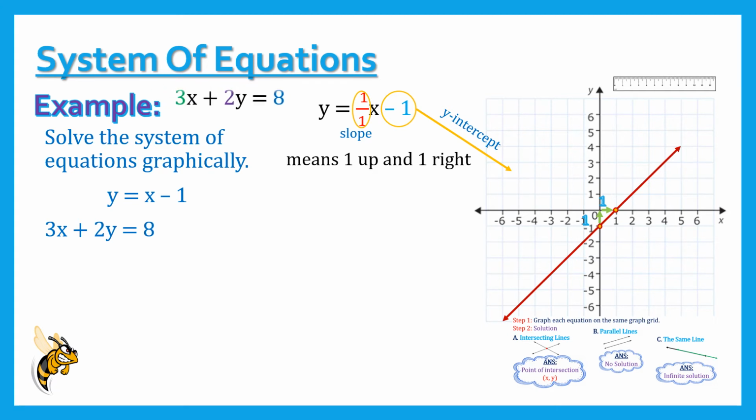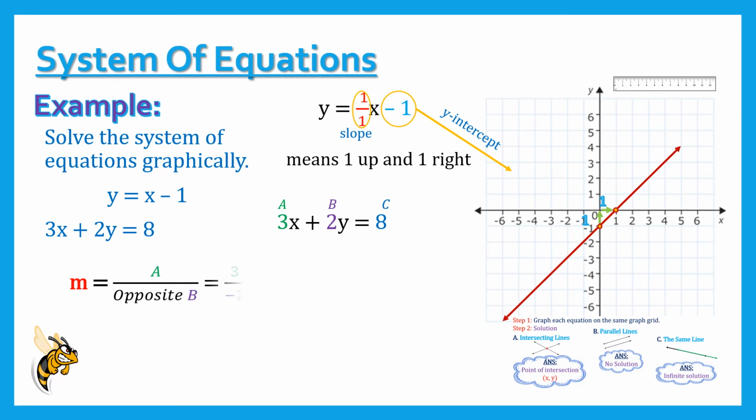Let's go ahead and graph the second equation. I'm going to use a shortcut here. Instead of turning it into y = mx + b, which is slope-intercept form, I'm going to use a shortcut. Remember, this is in standard form, so the coefficient of x is a, the coefficient of y is b, and the constant is c.